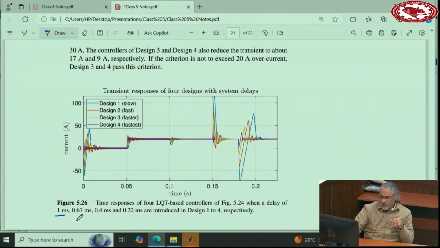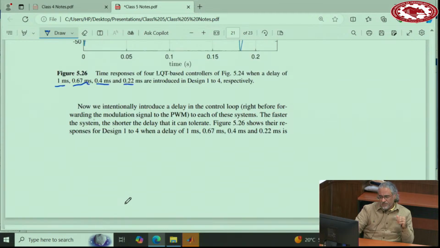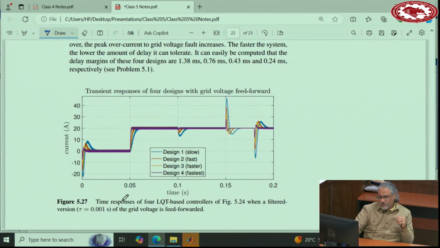So I inserted 1 millisecond for the slow one. It can tolerate it with some big oscillations, but it can tolerate it to a certain extent. The other one, the fast one, cannot tolerate 1 millisecond, can only maybe tolerate 0.67. The faster one only 0.4, and the fastest one 0.22. So as you make it faster and faster, the amount of delay that it can tolerate becomes smaller.